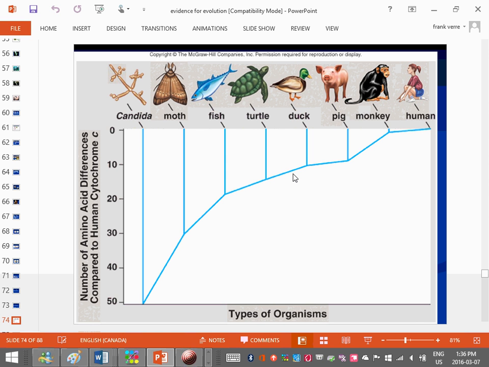But if you didn't know the evolutionary history, this would be like nonsense to you. It wouldn't make any sense. Why are humans more like ducks, or ducks more like humans? Why are turtles and ducks more different than humans and ducks?